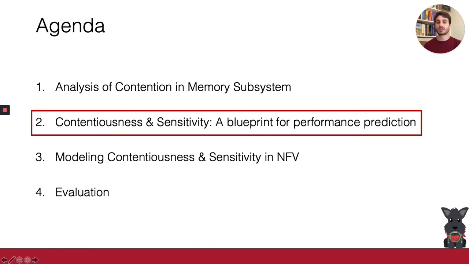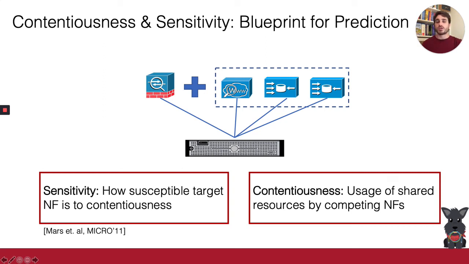Let us now move on to our discussion about contentiousness and sensitivity. SLOMO draws inspiration from 2 key concepts introduced by prior work in the microarchitecture community. These concepts are called contentiousness and sensitivity. Contentiousness quantifies the amount of pressure a set of competing NFs applies on the shared hardware resources. Sensitivity, on the other hand, quantifies how susceptible the target NF is to competitors' contentiousness. SLOMO leverages these 2 concepts to predict the target's performance drop.